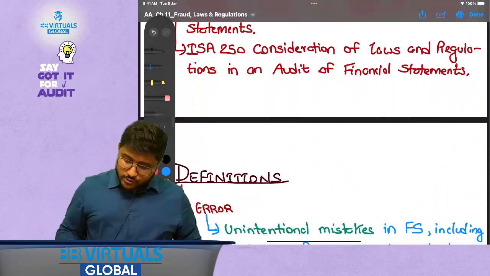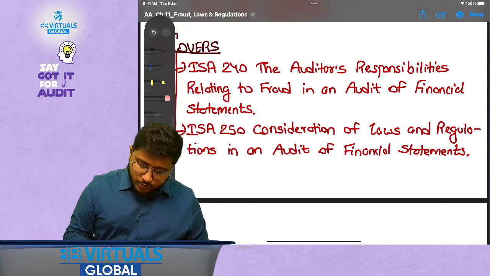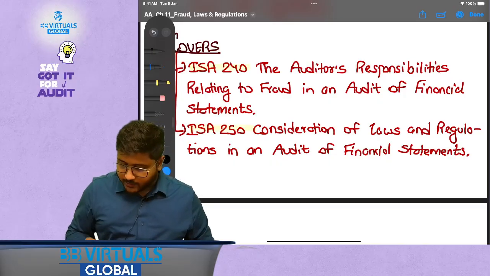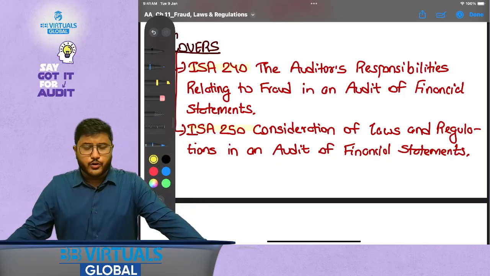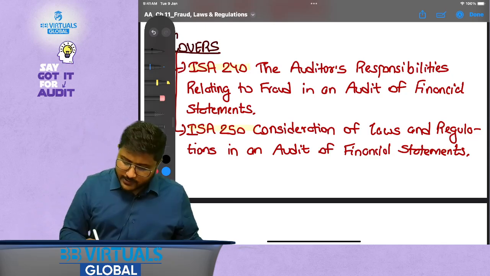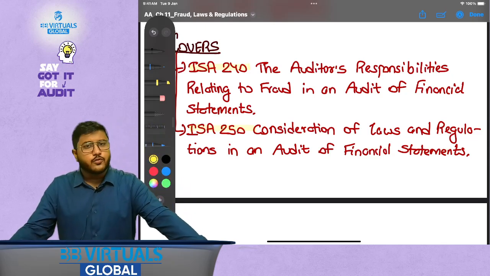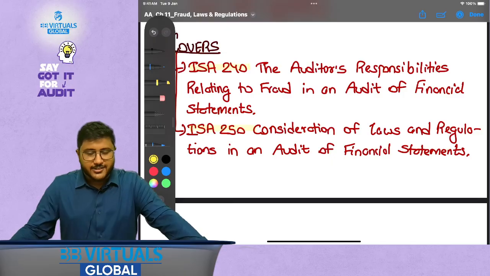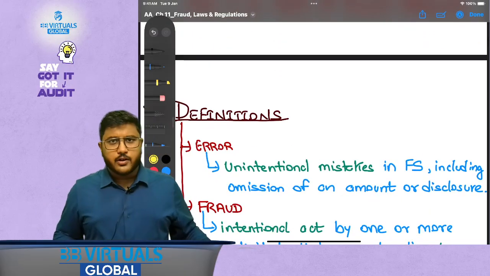Now, what all standards do we cover under this chapter? So we cover two standards, ISA 240 and ISA 250. When I say ISA 240, the auditor's responsibilities relating to fraud in an audit of financial statements, and when I say ISA 250, I mean consideration of laws and regulations in an audit of financial statements. So these two standards are there that we are going to cover.